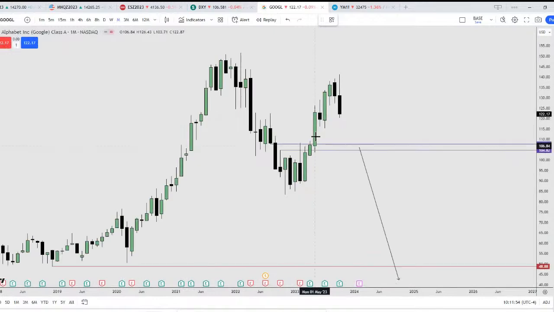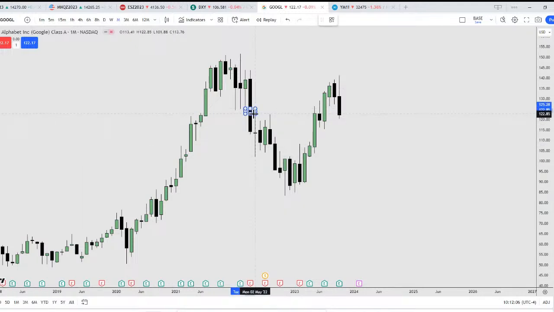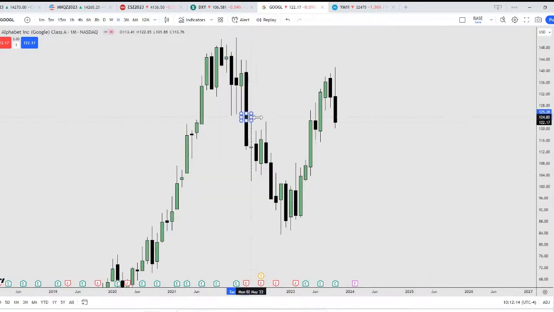Okay, let me just remove the drawings here. Right here, Google. Oh no, the rectangle is too small.